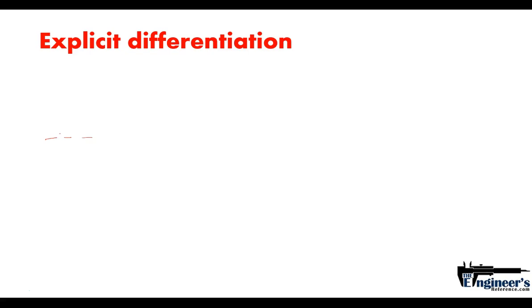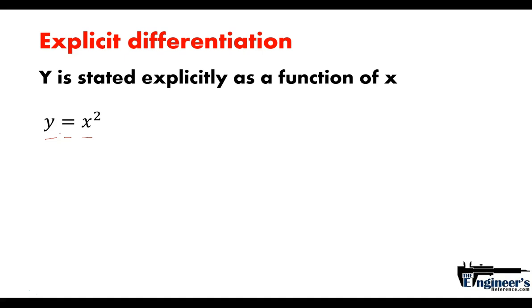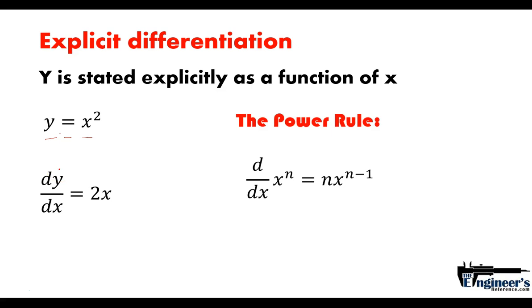Explicit differentiation is simply what you've seen most of the time, which is just y stated explicitly as a function of x. So y equals x squared is an explicit function, and to differentiate this explicitly, you just take the derivative of y and x squared. Otherwise, it's just known as the power rule. So that's explicit differentiation, a very straightforward type of taking a derivative of a function.